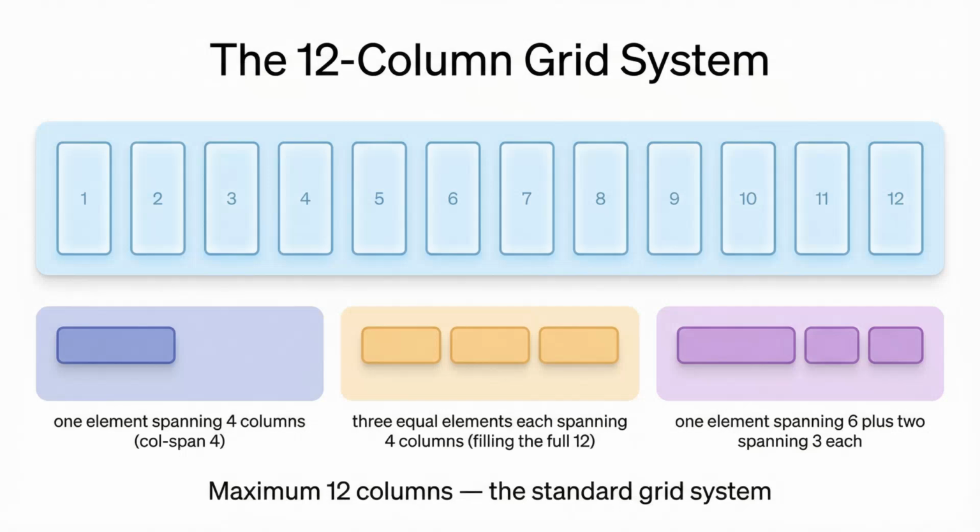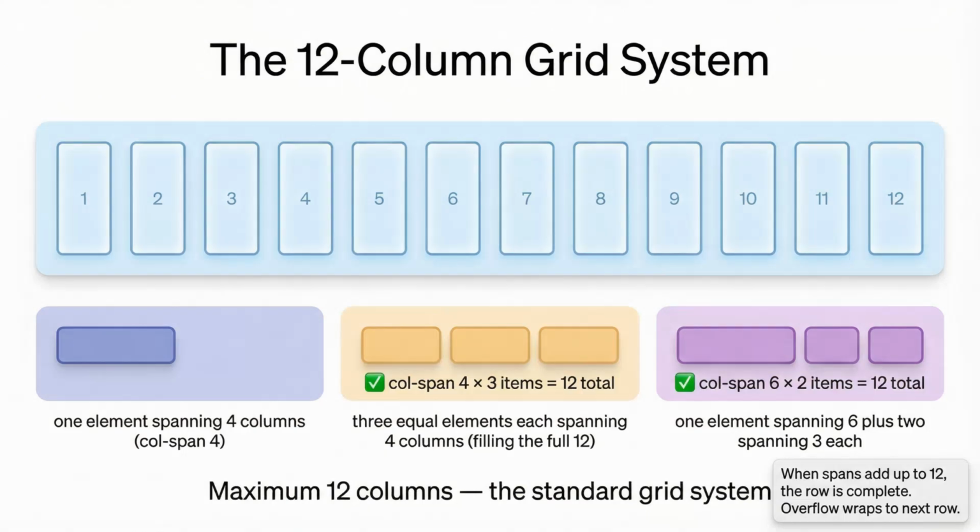The instructor introduces the concept of a 12-column grid, a standard in web design. The maximum number of columns you typically define is 12. Why 12? Because it's divisible by 1, 2, 3, 4, 6, and 12, giving you enormous flexibility. With col span 4 on each of 3 items, they fill the row perfectly. Change to col span 6, and you get 2 equal halves. The rule is simple. When the total span values in a row add up to 12, the row is full. Any additional item wraps to the next row. If they add up to more than 12, the overflow spills onto a new row. This system gives you precise, predictable control over your layout.